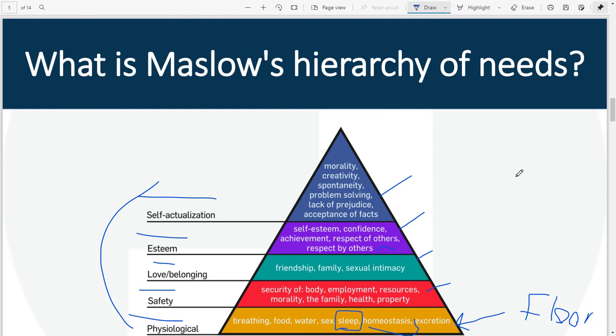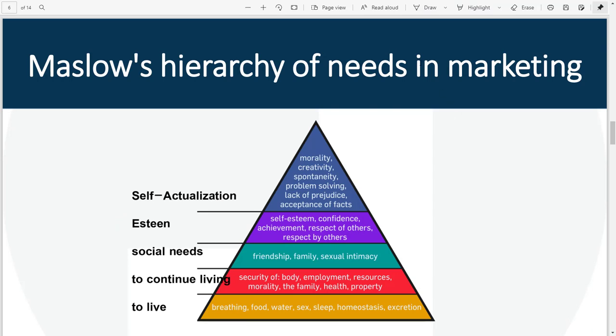So this is what Maslow's hierarchy is. Okay, that was Maslow's hierarchy that he said, but in marketing, we need to change it a little. We need to work on it to create something for ourselves. So, what is Maslow's hierarchy in marketing? We need to change something a little so we can use it in marketing.